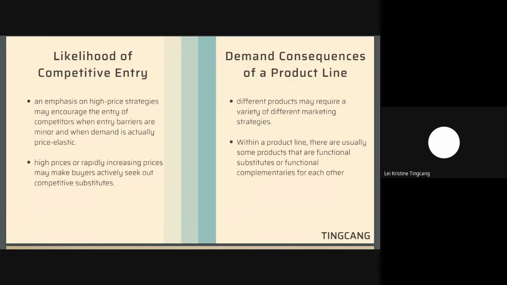Lastly, demand consequences of a product line. So, most firms sell a wide variety of products requiring a variety of different marketing strategies. And within a product line, there are usually some products that are functional substitutes or complementaries for each other. So pricing a product line could become a major challenge because of these demand interrelationships. And these demand interrelationships, coupled with there being usually several price market targets. Next slide, please.